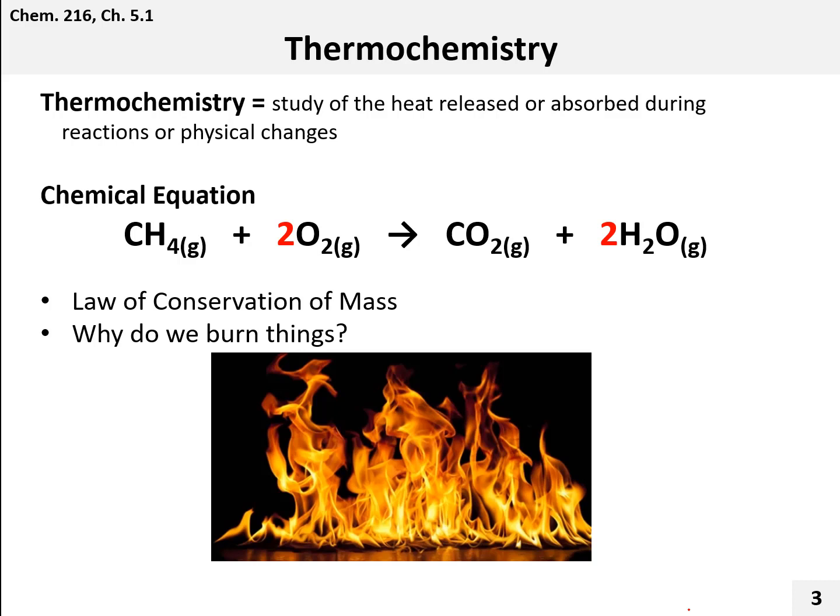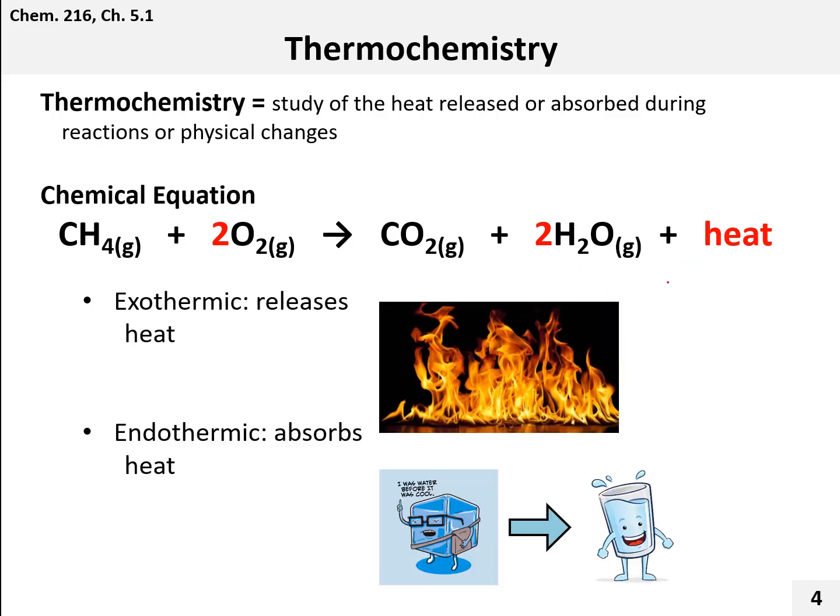But why do we burn things? Well, we burn it not to create CO2 and water. The reason why we burn things most of the time is because we want to get out of it heat. Right? That's why we burn logs on the stove, etc. And we can talk about reactions based on their heat as either being exothermic or endothermic. Exothermic is a reaction that releases heat. Heat is a product.